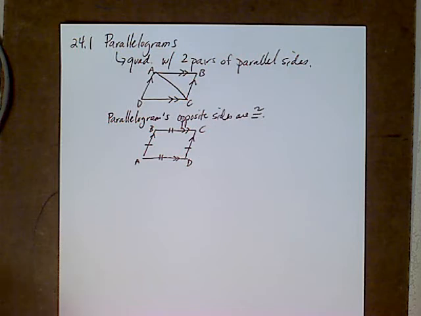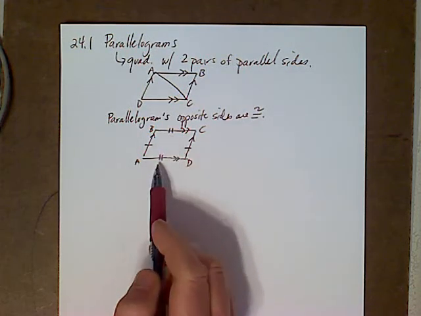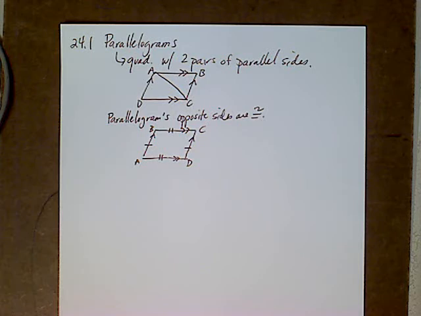Now, they're not all four congruent. That makes it a different shape, which we'll learn about when you come back. But the opposite sides, so this side is congruent to that side, and this side is congruent to that side. Something you've got to know is that the opposite sides are congruent, as pairs.